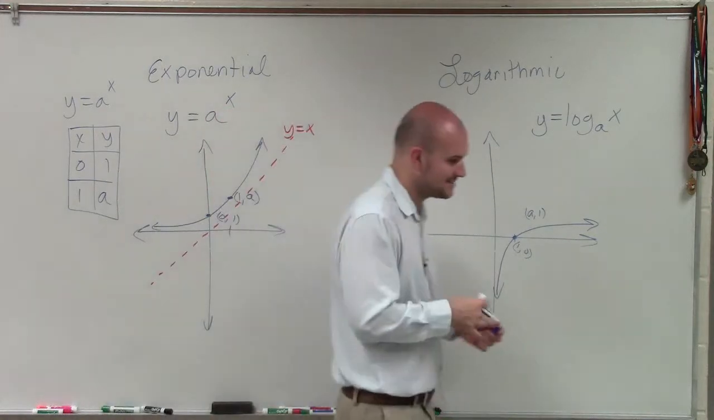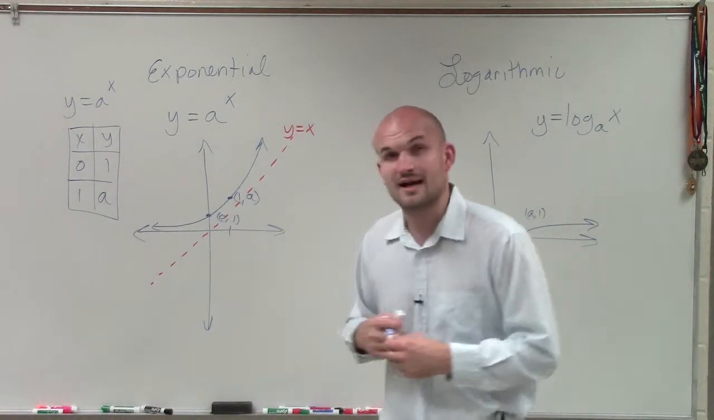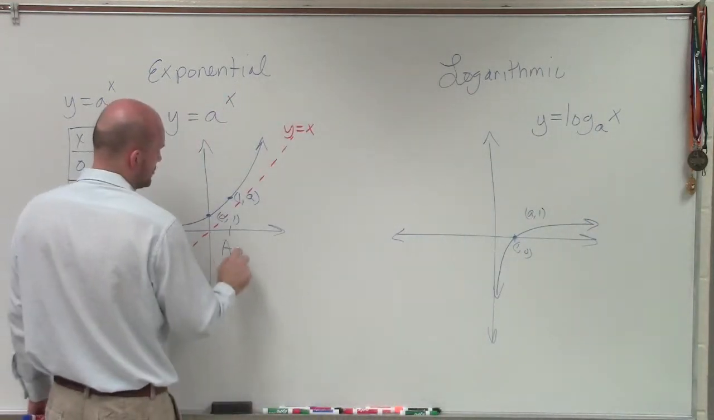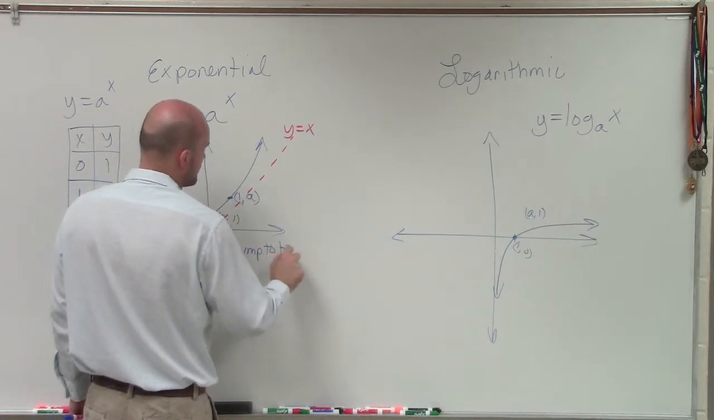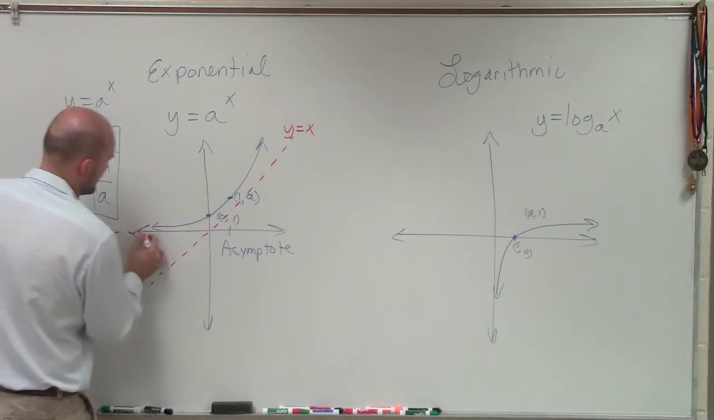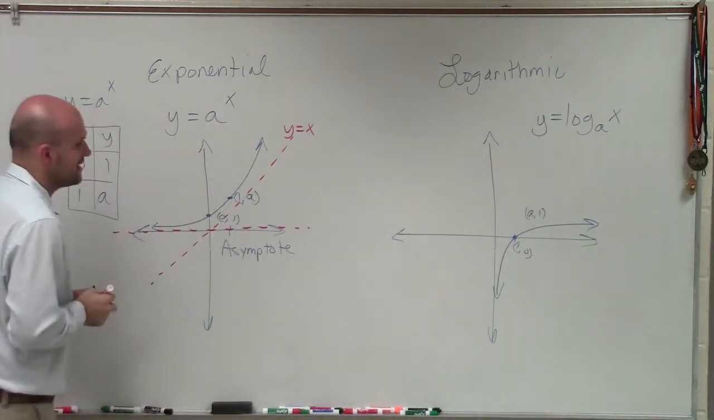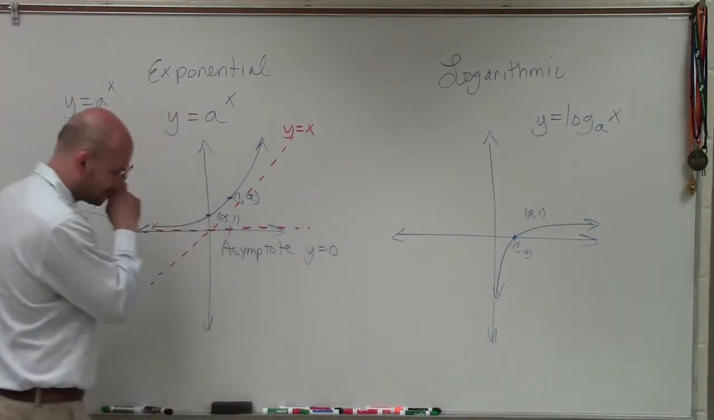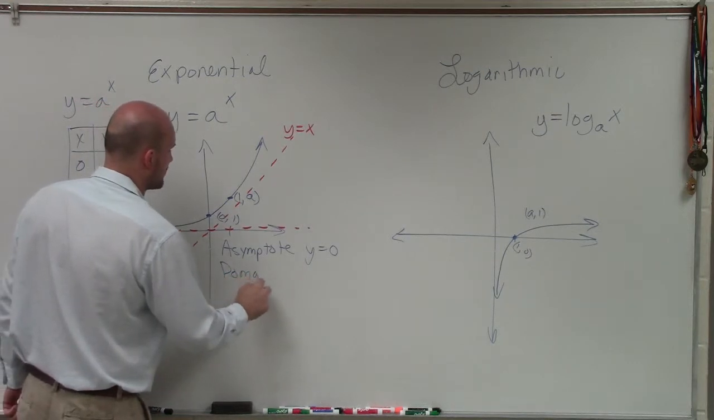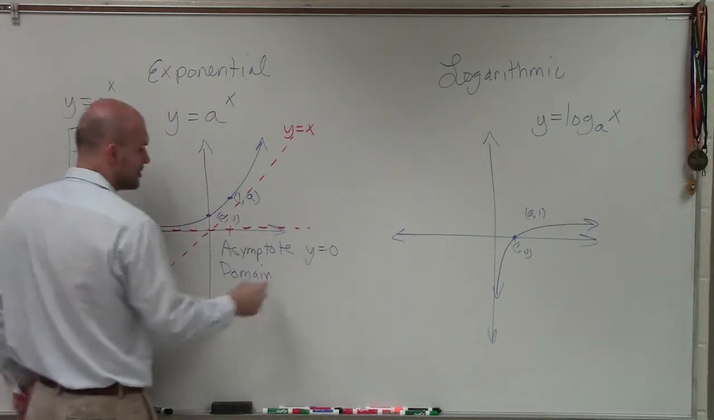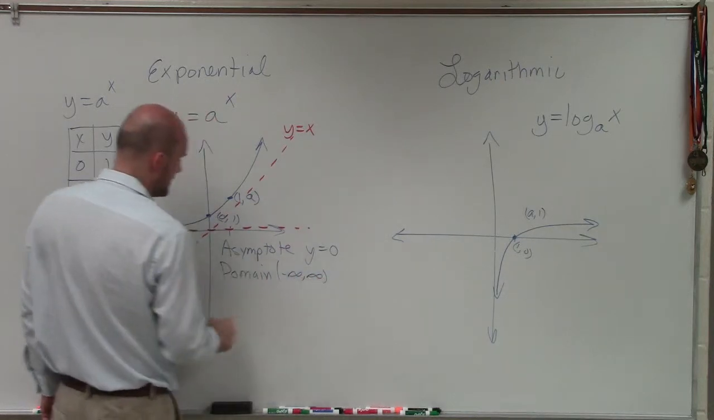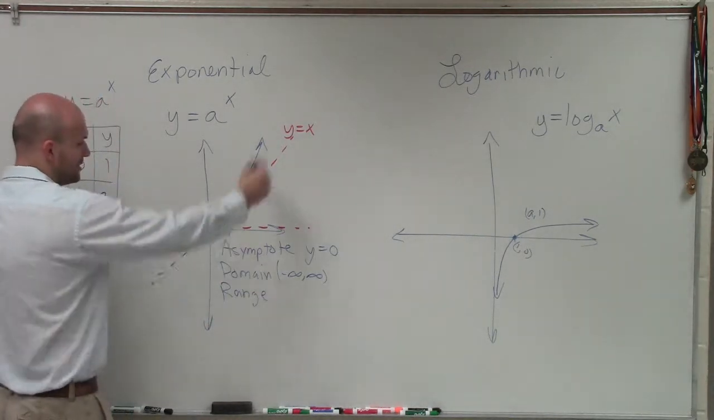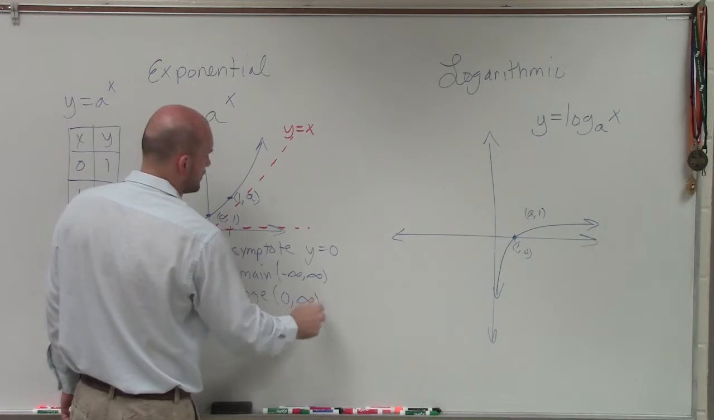So let's talk about some of the features of our exponential graph, and then talk about how those relate to your logarithmic graph. The first thing we want to talk about with exponential is the asymptote. Remember, this is the line that my graph is going to approach, and we write that as a dotted line. That asymptote for an exponential function is y equals 0. When we're talking about our domain, we notice that this graph is not restricted on the x-axis, so our domain is from negative infinity to infinity. But our range is restricted to only positive numbers, so it's going to be 0 to infinity.